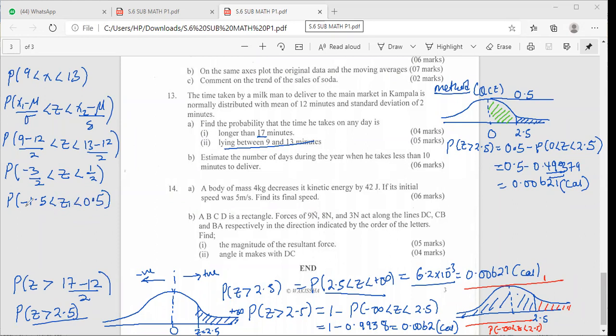Now, this is a very interesting probability. Why? Because it is going to cut across. So it's going to come from negative 1.5 up to 0.5. So we want this area which is shaded.